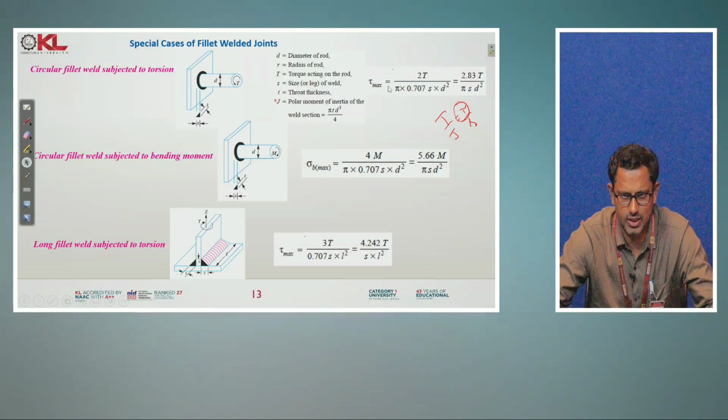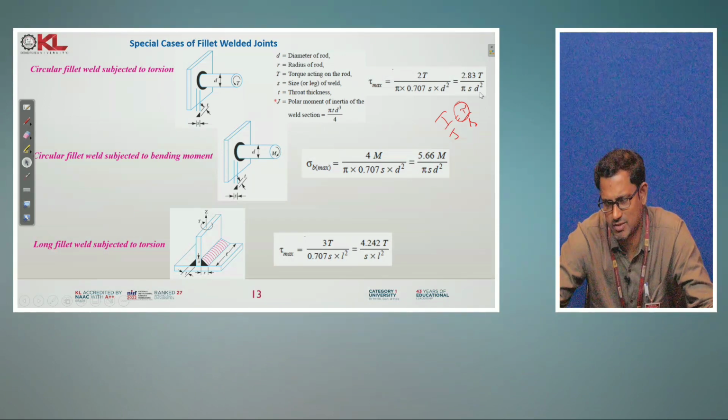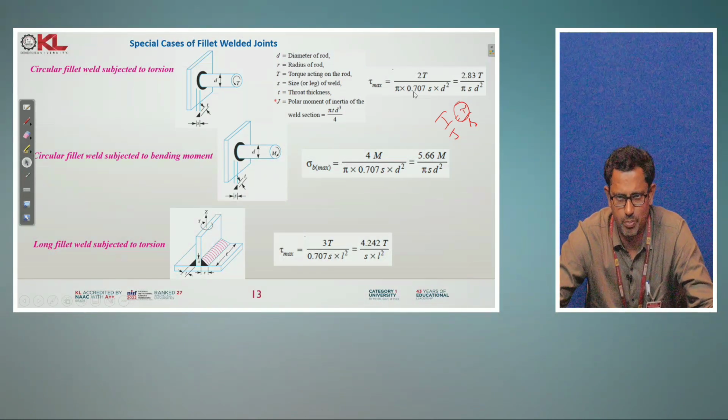By substituting all the values you will get 2.83 times the twisting moment or torque by pi S d square. S is nothing but your leg size, S. D is nothing but your bore, D. So 0.707 S into d square. D is nothing but the diameter of the rod. So substitute all the values in these equations, you will get the tau max value.